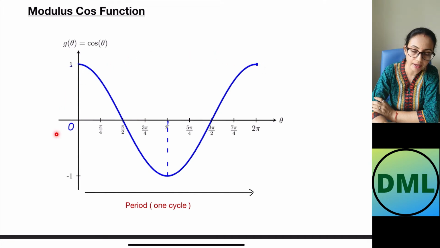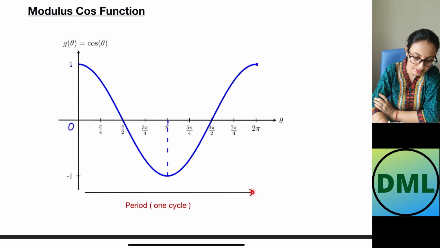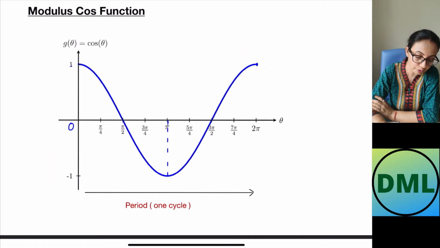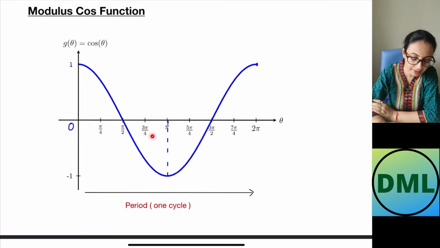This is our graph in radian mode. This is our one cycle from 0 to 2 pi, or you can say the period. If I have to find out the modulus of that function, that means I have to flip my curve whatever is below the x-axis. This is my x-axis. Below the x-axis is this part of the curve. That means I need to flip this curve to the positive direction of the y-axis.